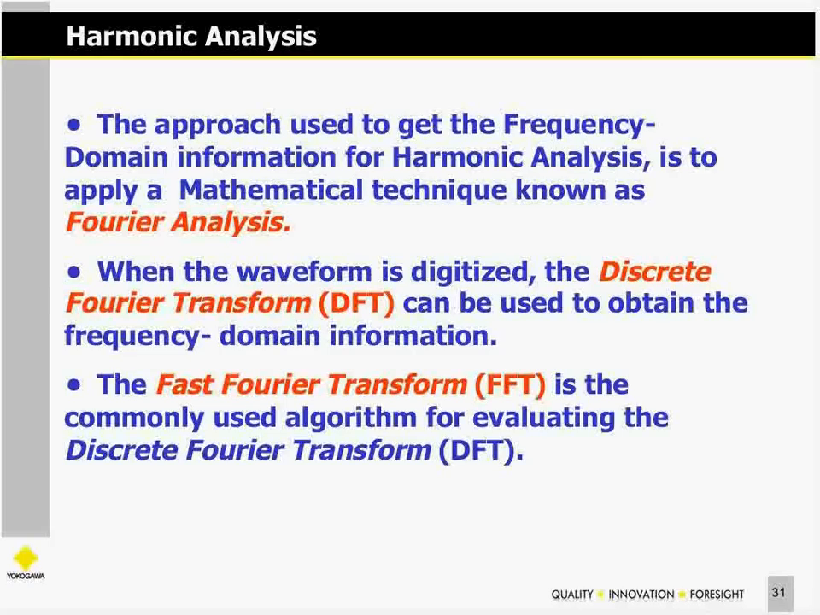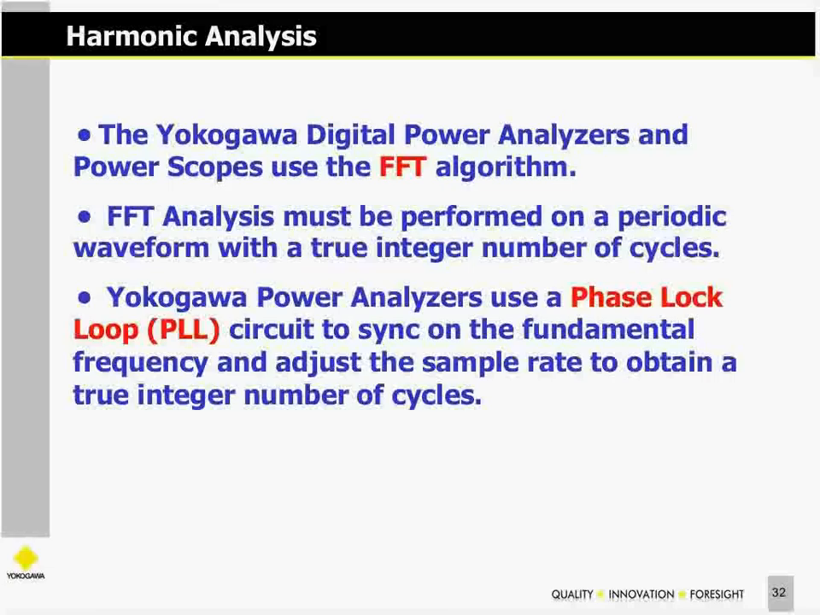Now, in the harmonic analysis, the way we calculate that is that we use the technique known as the Fourier analysis. We digitize a waveform, and then we break it down with the Fourier analysis. And when we digitize that, the mathematics, we get a discrete Fourier transform, and then we use the fast Fourier transform to evaluate that DFT. So in all of our power analyzers and most other instruments, and in scopes that have a power analysis function, we use the FFT algorithm, the fast Fourier transform.